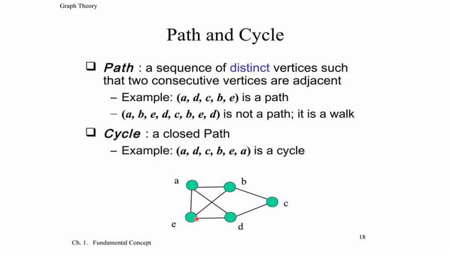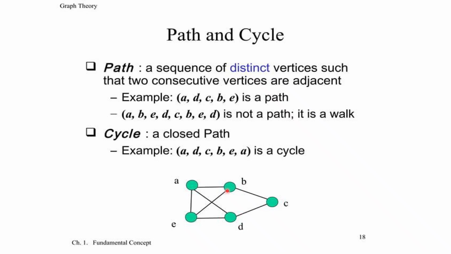So in this path, we never visit the same vertex twice. All the vertices are different: A to D, D to C, C to B, and B to E. So none is repeated.